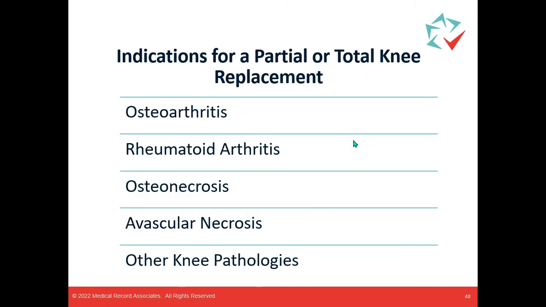So some common indications for a partial or total knee replacement are similar to those necessitating hip replacements. They include osteoarthritis, rheumatoid arthritis, osteonecrosis, avascular necrosis, as well as other knee pathologies.